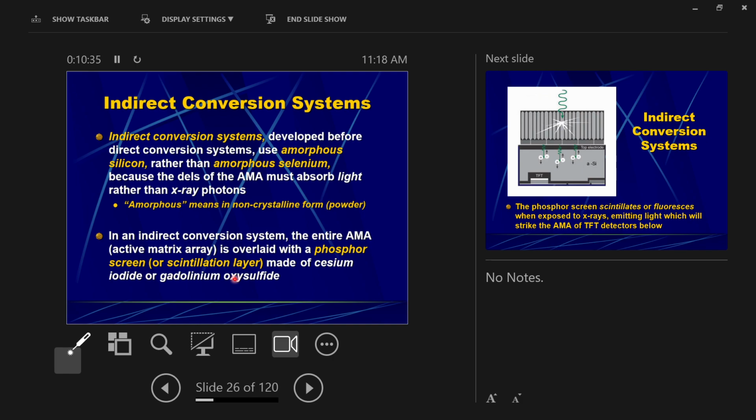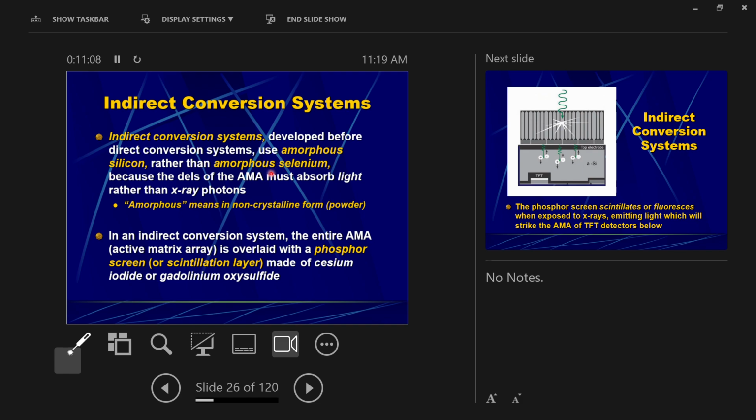We still use indirect and direct conversion because direct is newer, indirect is older, but indirect has advantages over direct conversion, okay? So there's good and bad for each, okay? So both are still in use. Okay, so you should remember silicon converts light into electricity. Selenium converts X-rays into electricity.